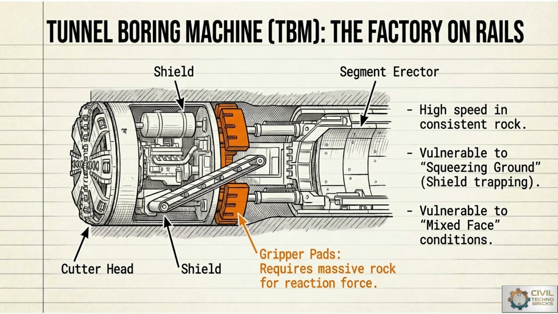So the cutter head is at the front, then shields are provided. The shield supports the cutter head, and gripper pads are at the third position, which absorb the shocks of drilling and require massive rock for reaction force. And at the last segment the erector is there, where we can use the erector to provide the outer casing.